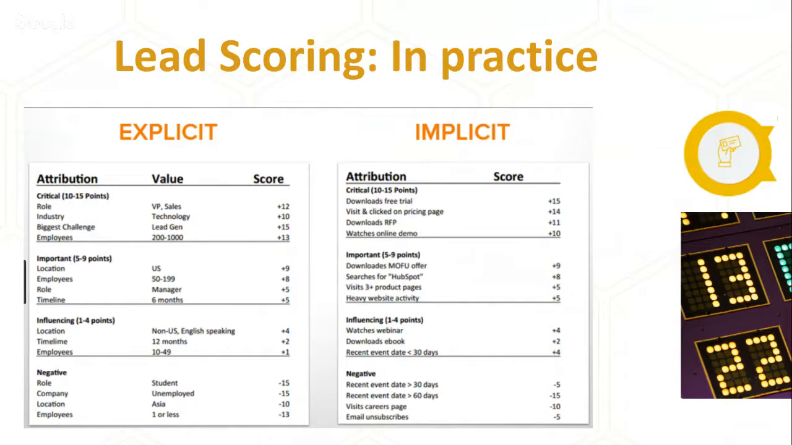And then again, from the negative standpoint, have we not talked to them in the last 30 days? Have we not talked to them in the last 60 days? Have they visited the career page? So this is how we set up our lead scoring for each of our leads here at BizzyWeb.